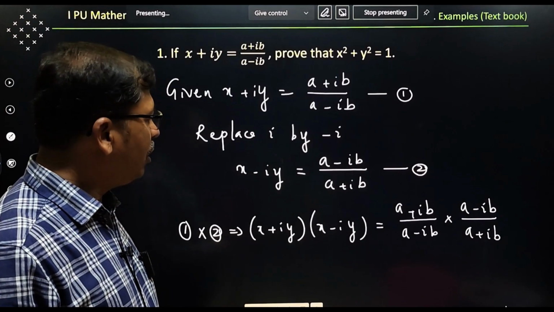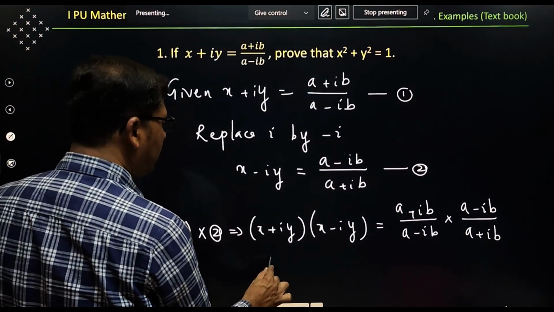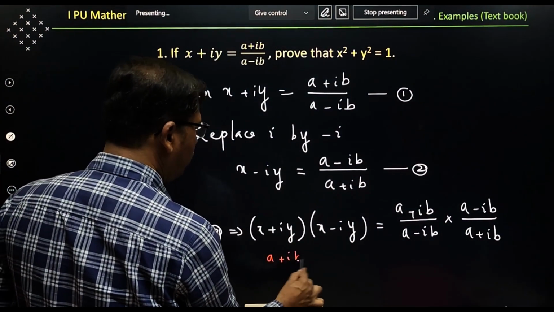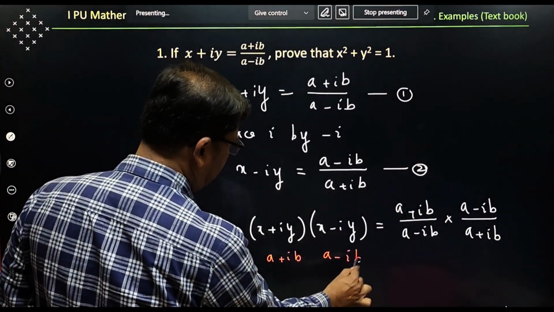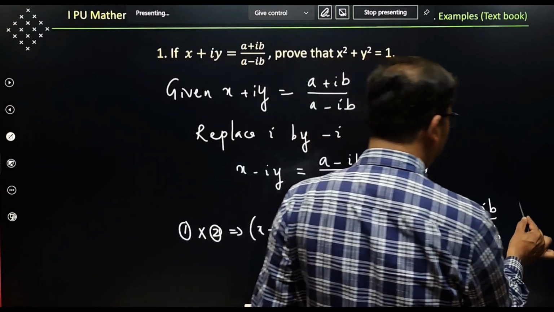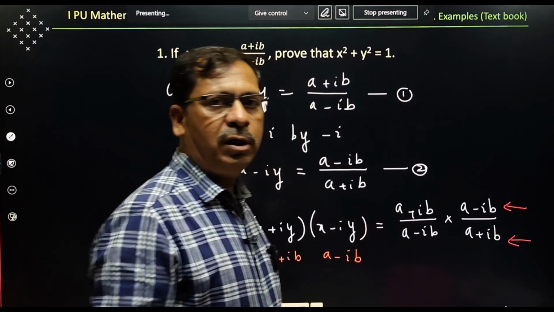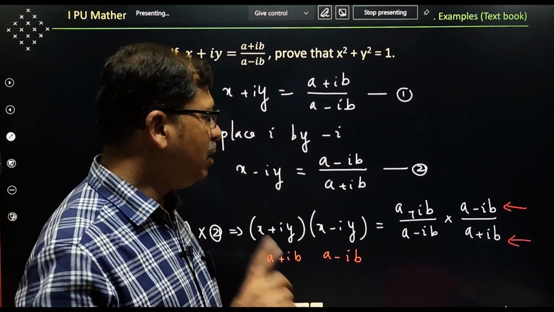Please concentrate on left side. Purely it is in which form? A plus ib into a minus ib. This is what the left side part. Not only left, you just observe the numerator in right side and denominator in right side. All are in the form a plus ib into a minus ib.